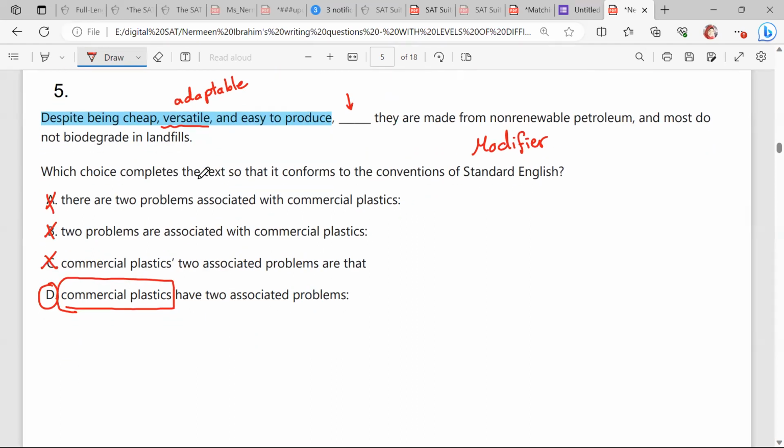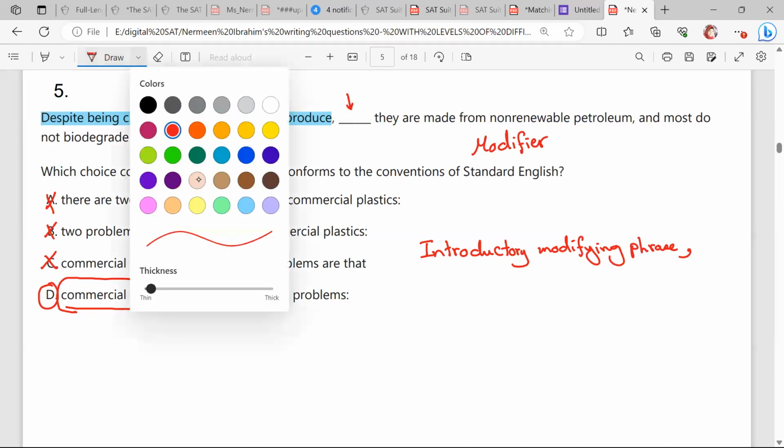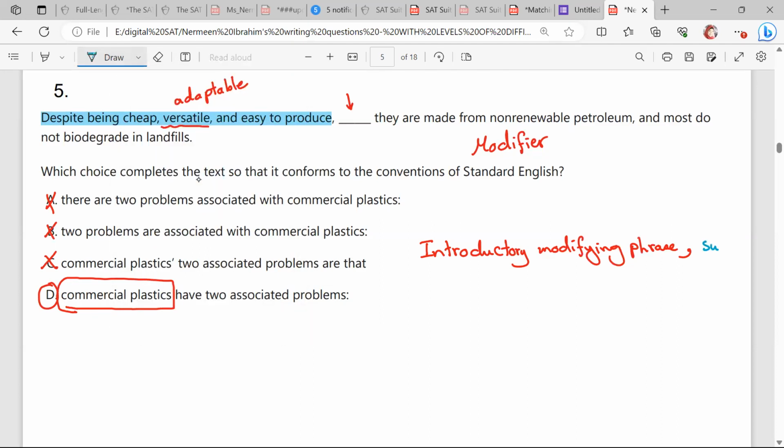Okay, so for a modifier, you must have the introductory modifying phrase, then a comma, then the subject that is modified, or can be modified, by the introductory phrase. Is it clear? Take notes, study, review.